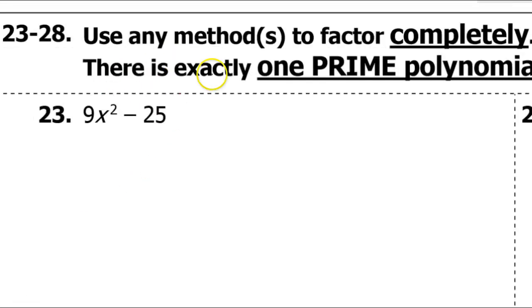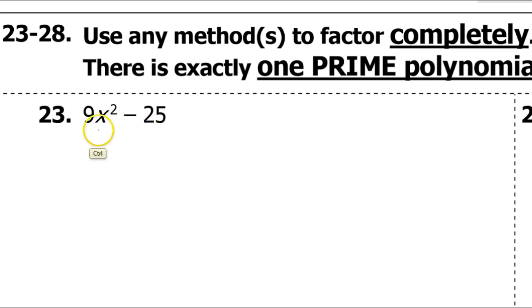All right, in the next few problems, we will continue to use a combination of factoring out the GCF and using the difference of squares pattern. But we're not guaranteed that the problems will involve both of those. We'll just have to use our judgment. And the directions tell us that one of the problems is prime. So one of the problems can't be factored at all.